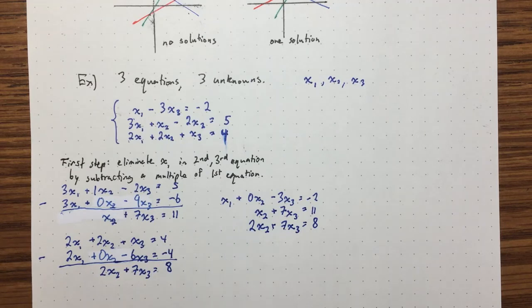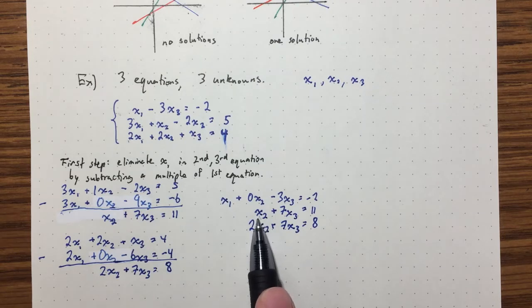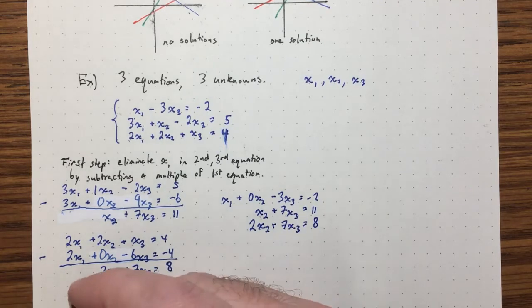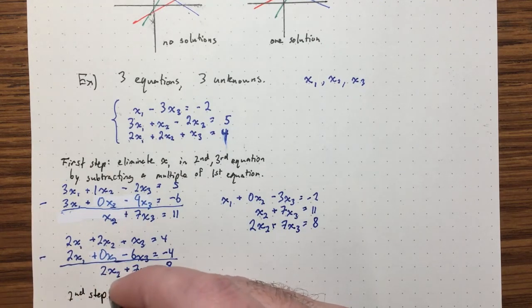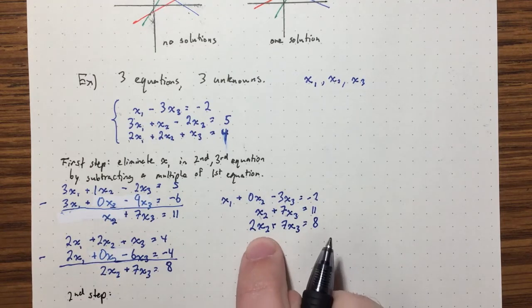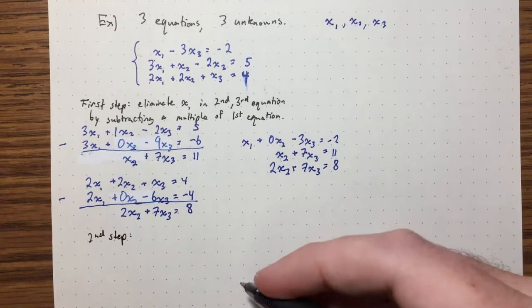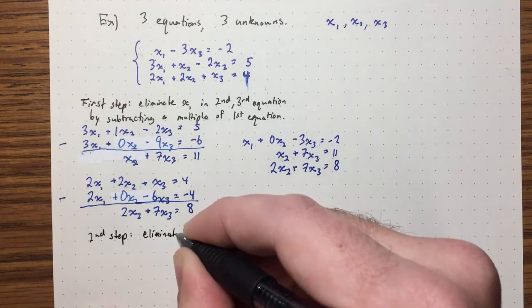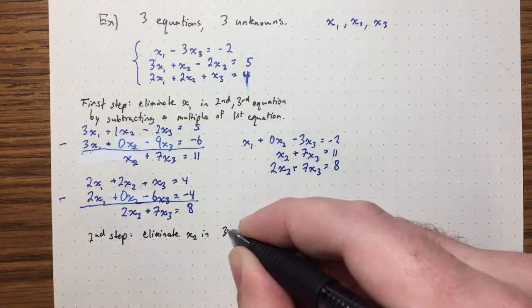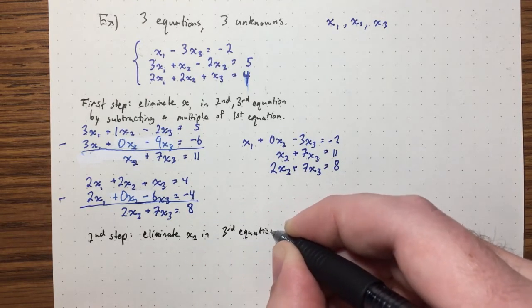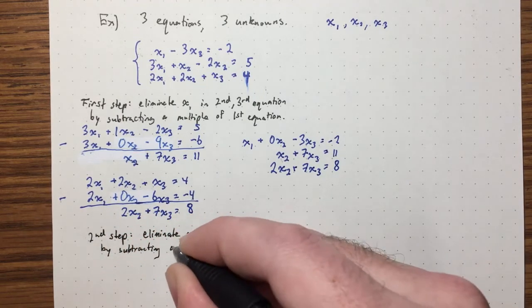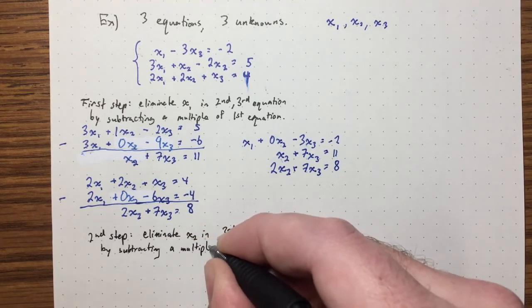So we've eliminated x1 in both of these. Can we eliminate x2? Well, we can't eliminate x2 in this one without reintroducing the x1. So the next idea, this is the second step, is we're going to try to eliminate x2 in the third equation by using the second one. So we're going to eliminate x2 in the third equation by subtracting a multiple of the second. Subtracting or adding, doesn't matter how you think about it.